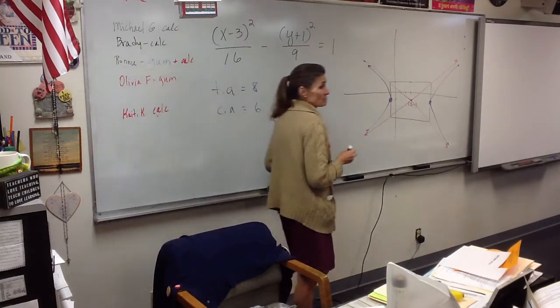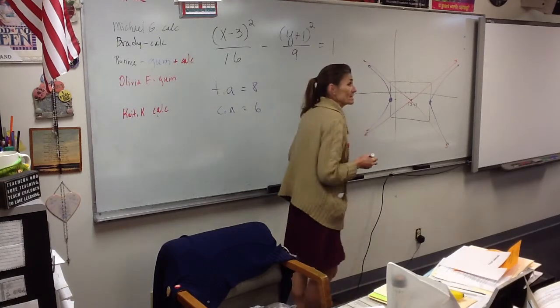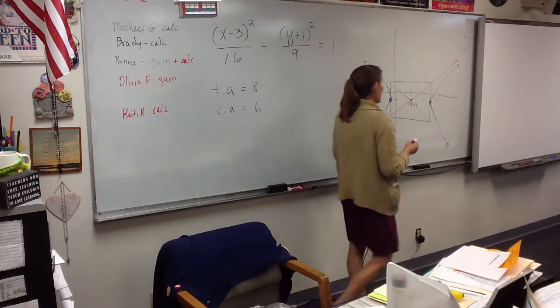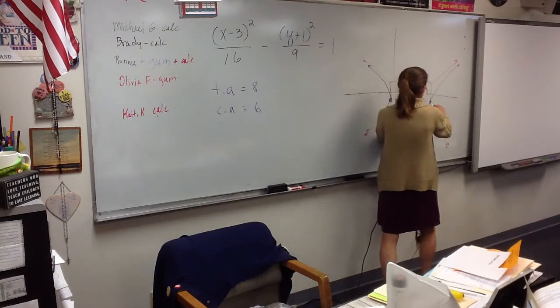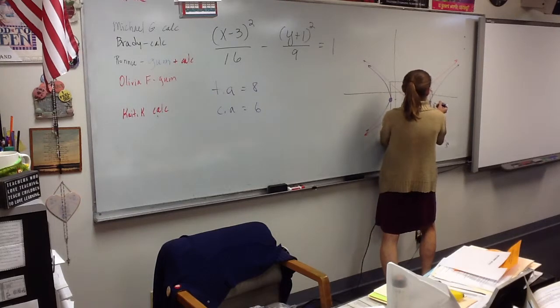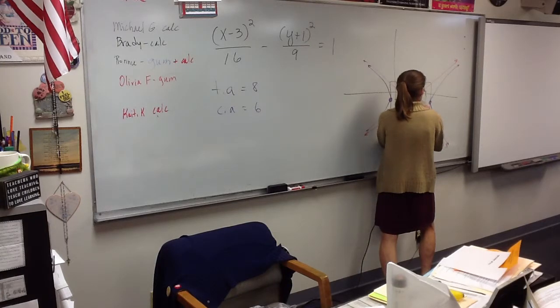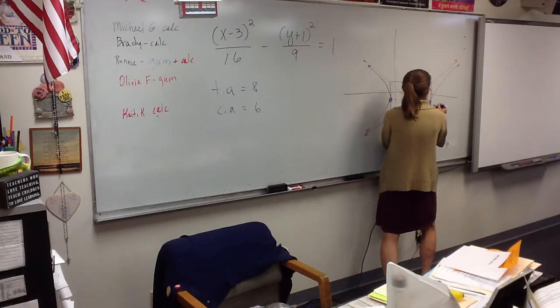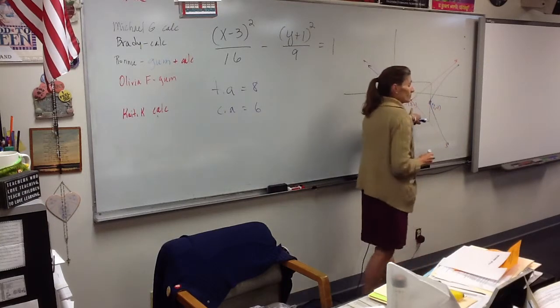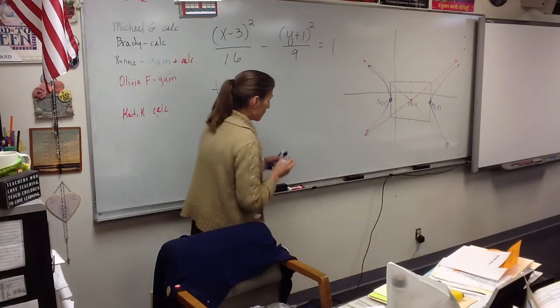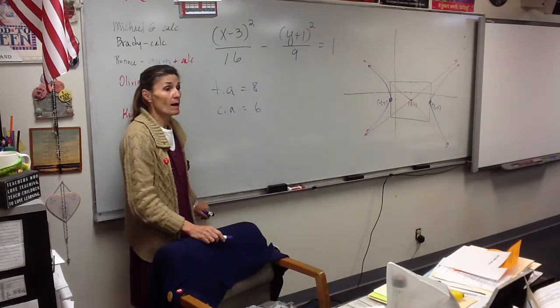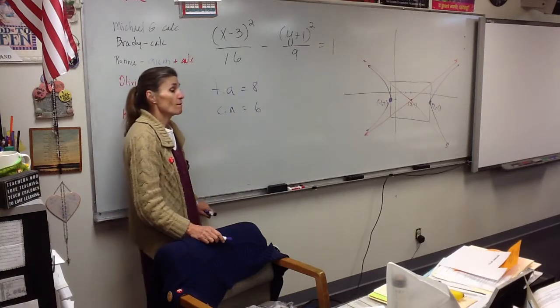Now, we need to label these purple points. We need to write down what our vertices are. So remember, you started at the center and you went forward 4. Where would you be if you counted forward 4? Go forward 4. 7, -1. 7, -1. And what if we counted backward 4? -1, -1. Yep, very good. Now, what are those purple points called? Those are my vertices.